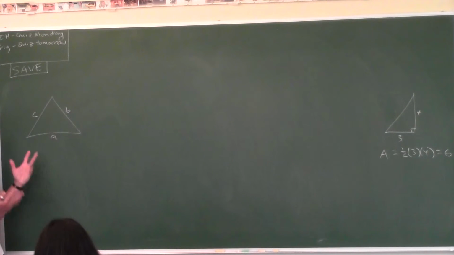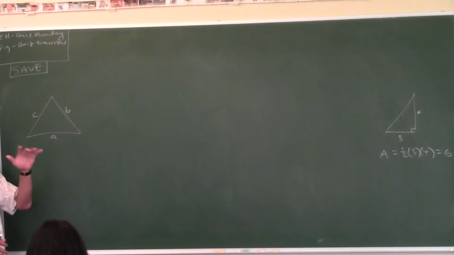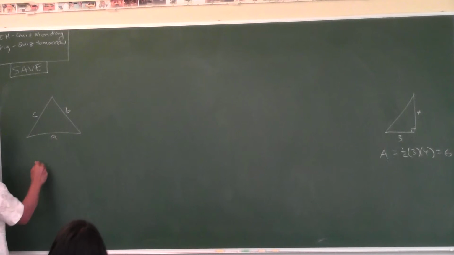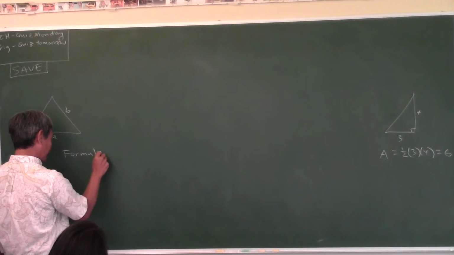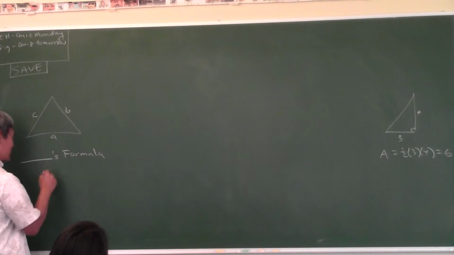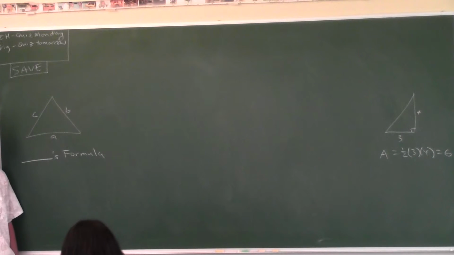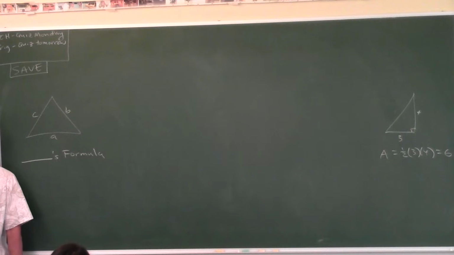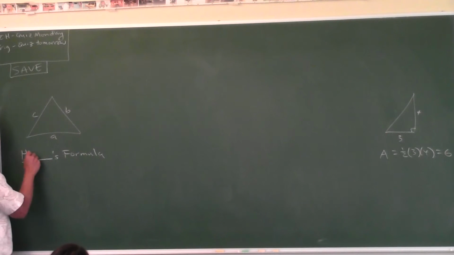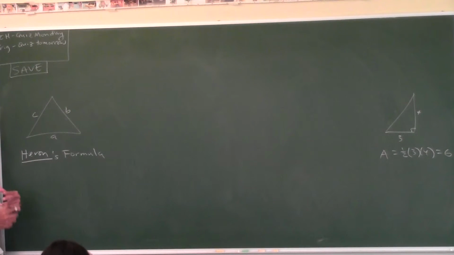Like something like this, you just give it any 3 sides. How do you find the area? We use somebody's formula from geometry. Blank's formula. Pythagorean's formula? No. Heron's formula. Heron of Alexandria.